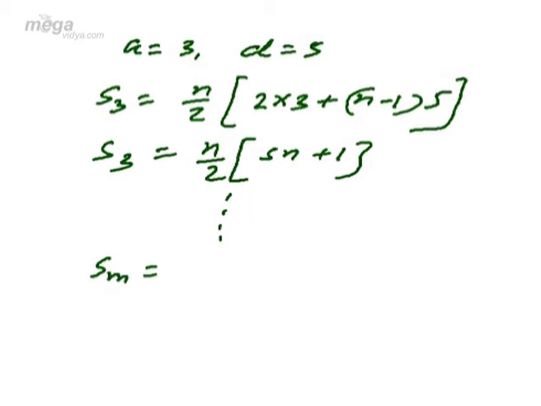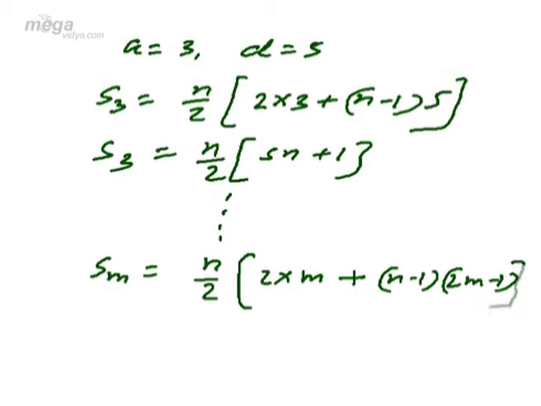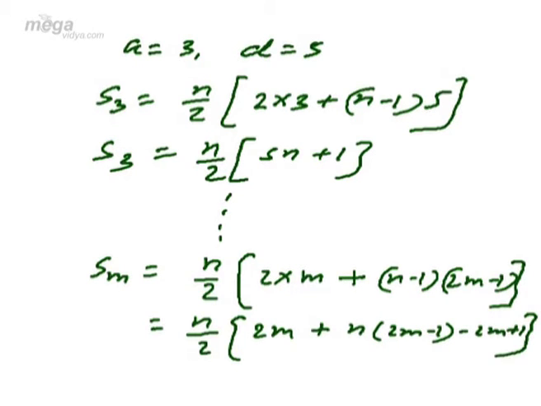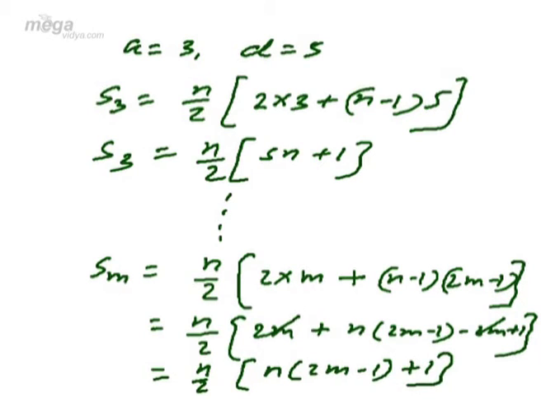Sm: in this AP, the number of terms is also n. Therefore, n by 2 into 2a, but the value of a is m, plus n minus 1 into the difference, which is 2m minus 1. It becomes n by 2 into 2m plus n into 2m minus 1 minus 2m plus 1. Then 2m and 2m get cancelled. It becomes n by 2 into n into 2m minus 1 plus 1. These are the values of S1, S2, S3 up to Sm.